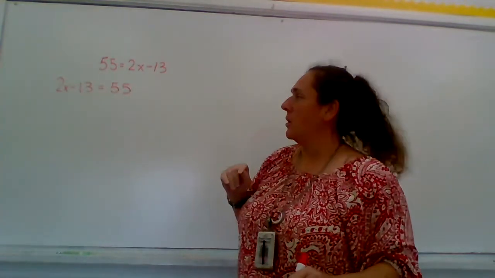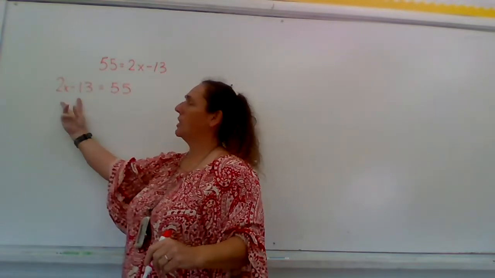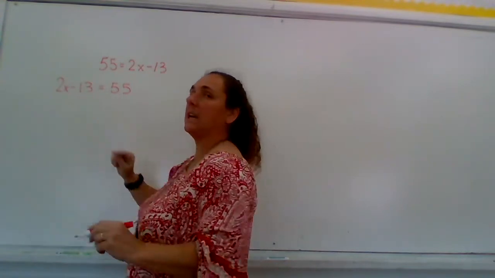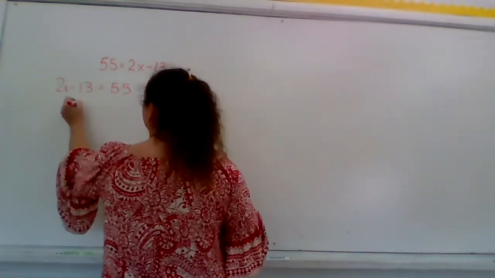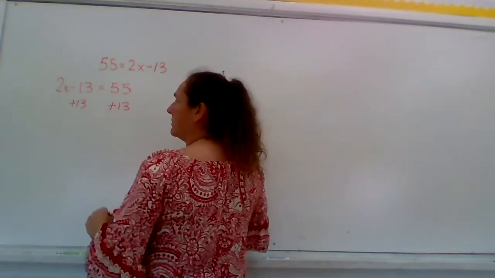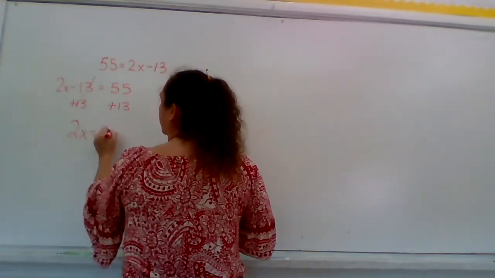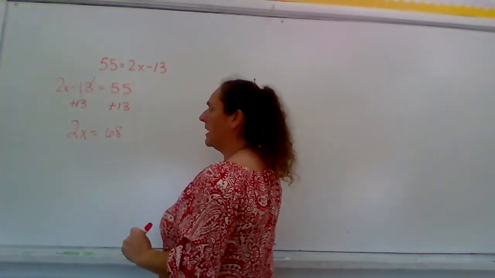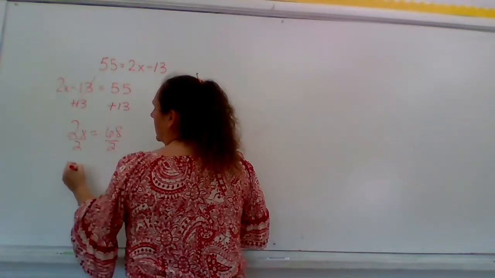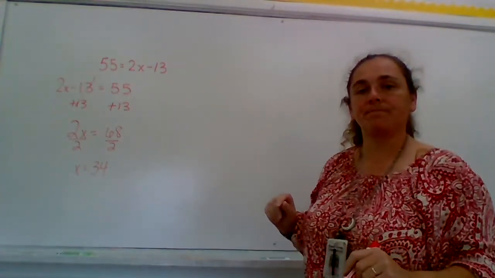Okay, now I'm going to find my variable. On the side with my variable, I want to get rid of the one that's least attached. So that's the minus 13. The opposite would be adding 13. Remember, you're going to do it to both sides. So this one cancels off and you're left with 2x equals 68. Now to undo the multiplying by 2, you would divide by 2, and so x would equal 34. Okay?